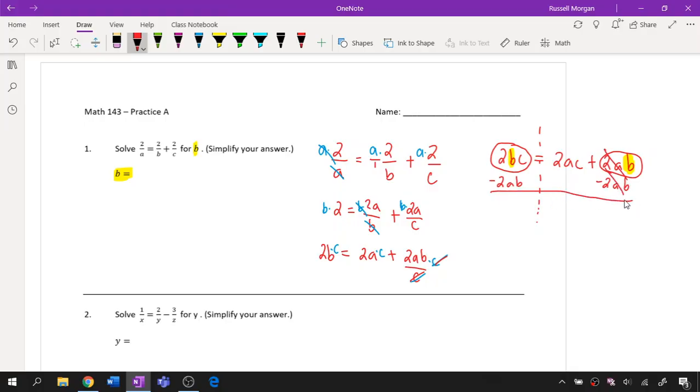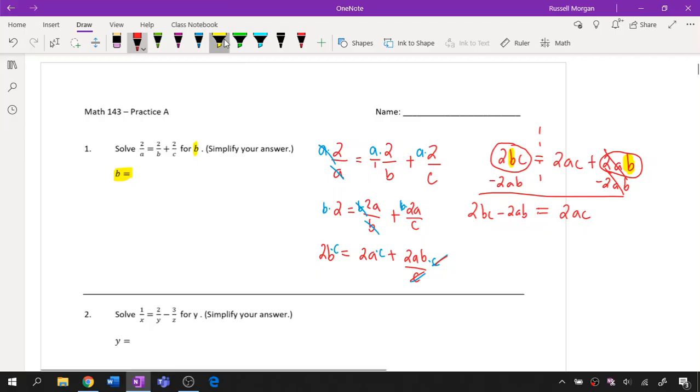Gone. Now as I rewrite it, these 2 things don't really combine. They have some similarities, but they're really just 2 different unique things. So I'm going to start with the 2bc, and subtract the 2ab. That is my new left side. And then the right side is just 2ac. Now I'm going to get rid of this dotted line, the wall that I drew for my left side, right side.